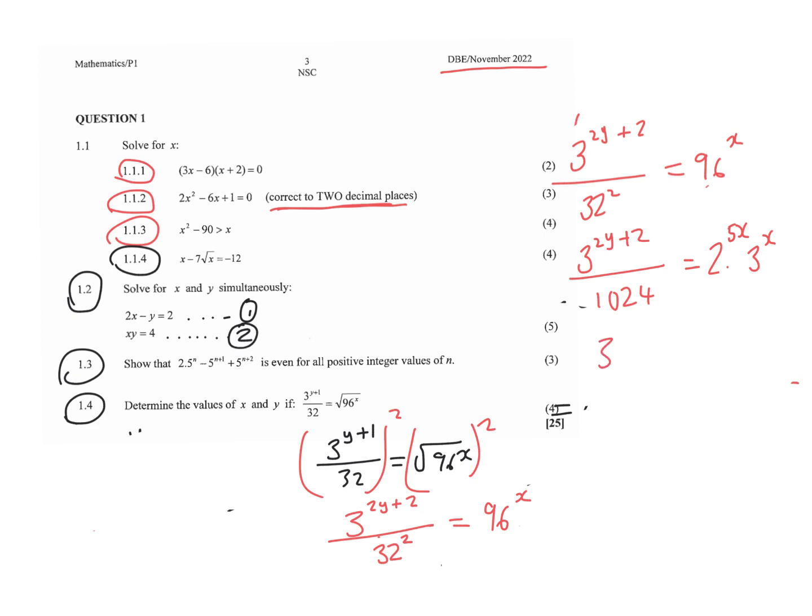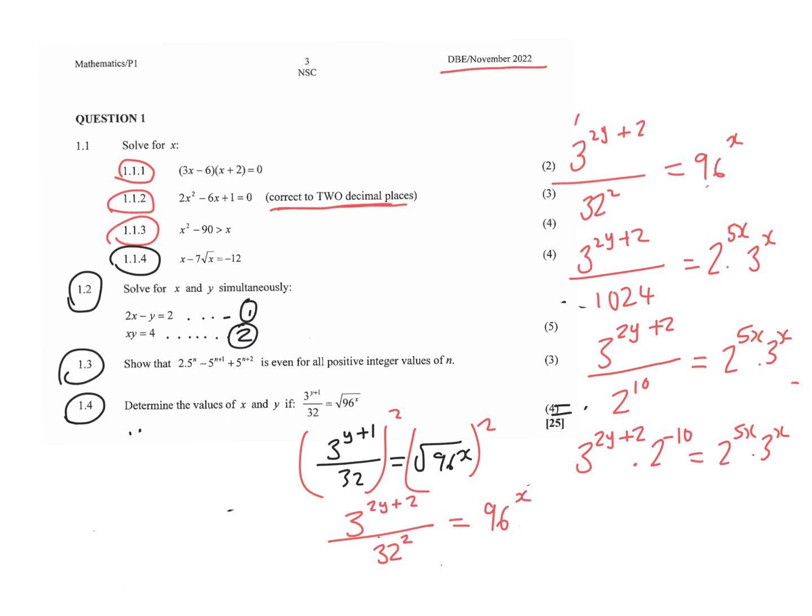Then from there we can now change this one as well. We have 3 to the power of 2y plus 2 all over 2 to the power of 10 equals to 2 to the power of 5x multiplied by 3 to the power of x. Then from here we want to make the bases the same. We can rearrange this one. So we are going to have 3 to the power of 2y plus 2 multiplied by 2 to the power of negative 10, equals to 2 to the power of 5x multiplied by 3 to the power of x.